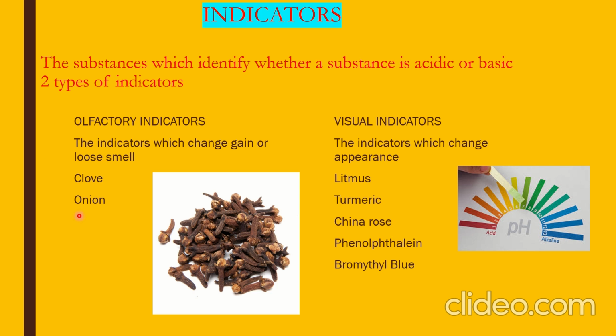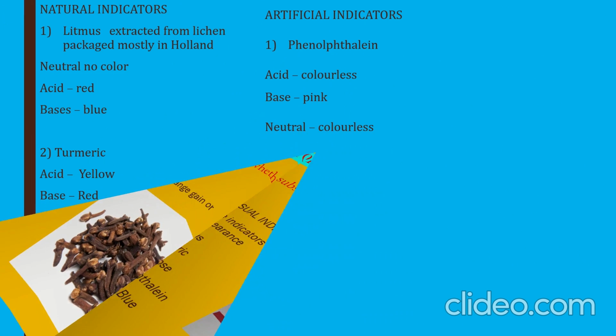Now comes the most important part, visual indicators. According to me, they are more helpful than olfactory indicators, because olfactory indicators change their smell, but visual indicators just change their color and we can quickly identify whether it is an acidic or basic substance. They indicate a change in appearance. Suppose you take that liquid. If it is pink, if it is an acid, it might change into something; if it is a base, it might change into something else. If it is colorless, it might also change. So it all varies. Some examples are litmus, turmeric, China rose, phenolphthalein, etc.